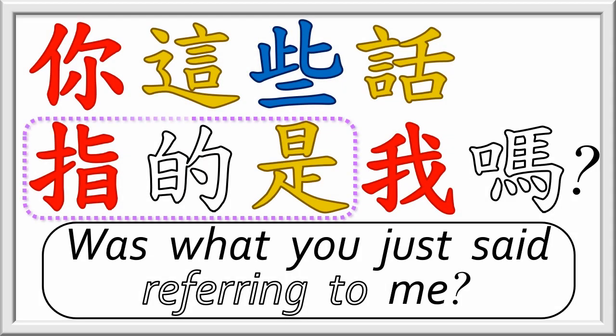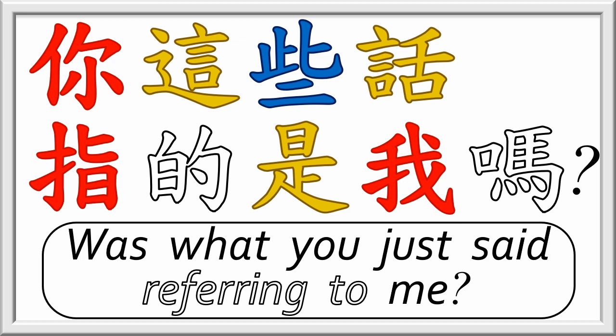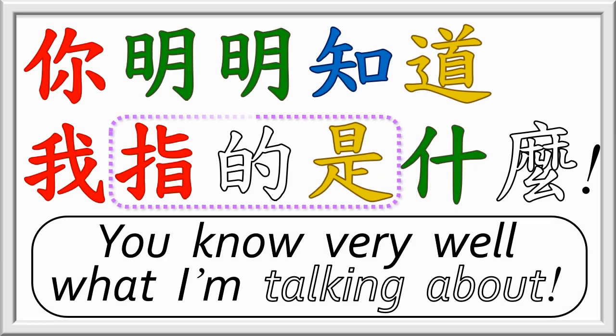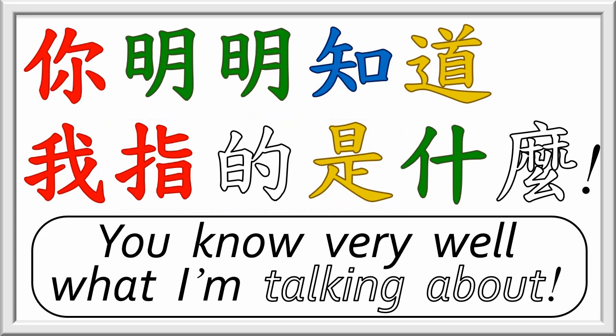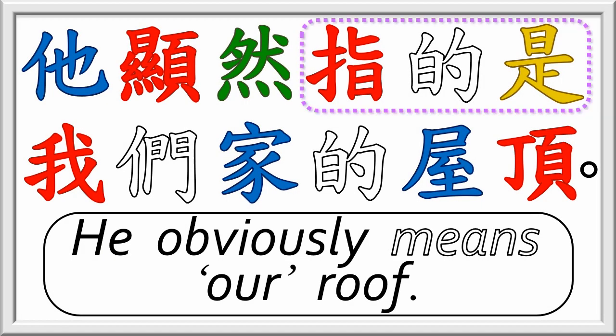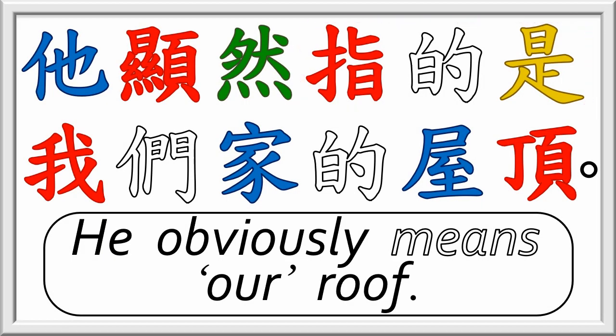你这些话指的是我吗? Was what you just said referring to me? 你明明知道我指的是什么. You know very well what I'm talking about. 他显然指的是我们家的屋顶. He obviously means our roof and nobody else's.